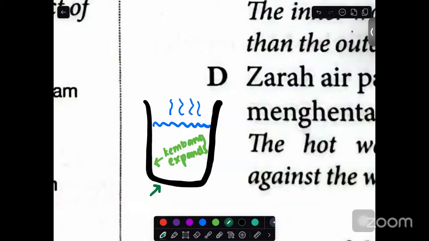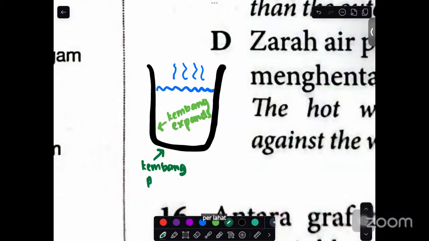Belum lagi. Dia mengembang juga, but slowly. Very slowly. Dengan perlahan. Okay? So, dekat sini, dia mengembang dengan perlahan. Dia mengembang juga. But, perlahan. Very, very slowly. Okay?